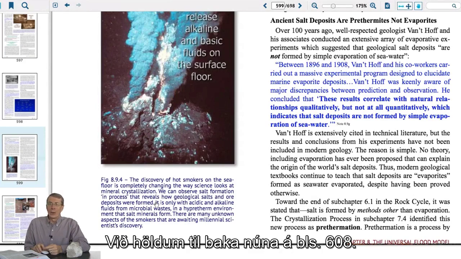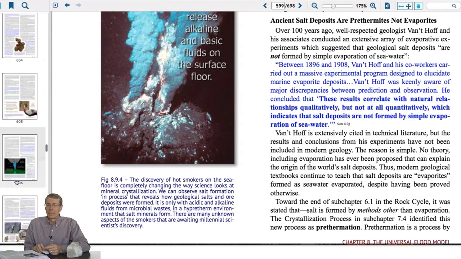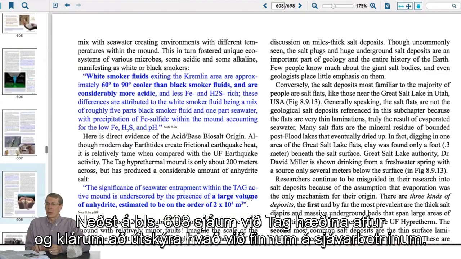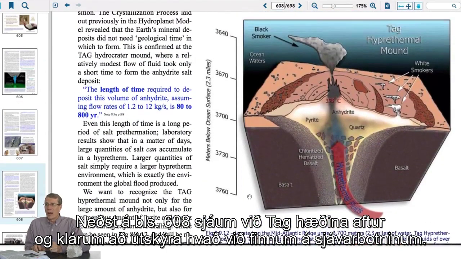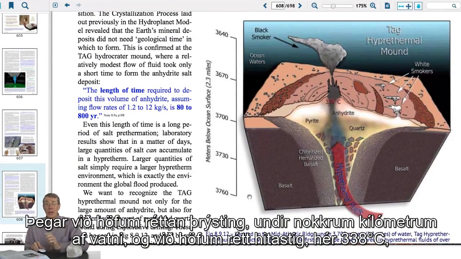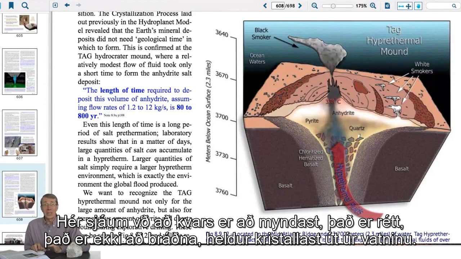And so we're going to go back now down here to page 608. On the bottom of 608, we're going to bring up the TAG mound again. We want to finish by explaining what we find on the bottom of the ocean. When we are at the right pressure under several miles of water and at the right temperature, 338 degrees Celsius, which is way below the melting temperature of a rock. You need about 1700 degrees Celsius to melt quartz. Yet right here you can see quartz is being formed. That's right. It's not melted, it's crystallizing out of the water.